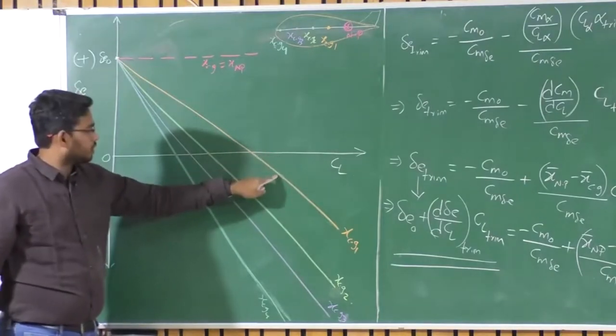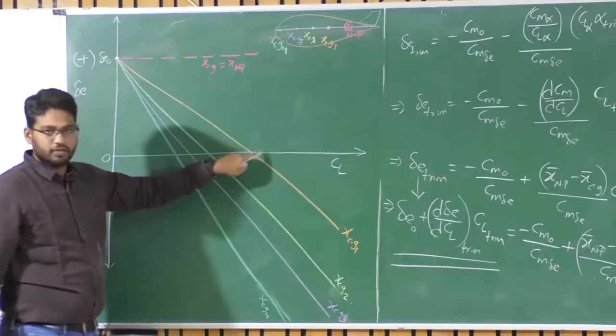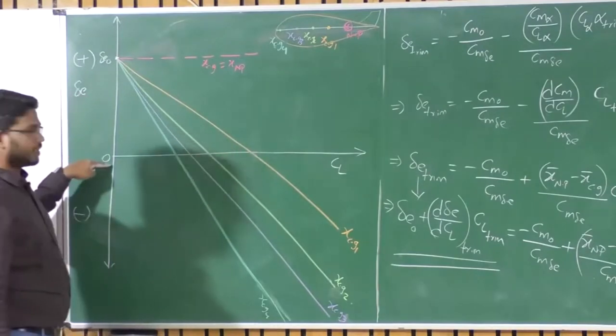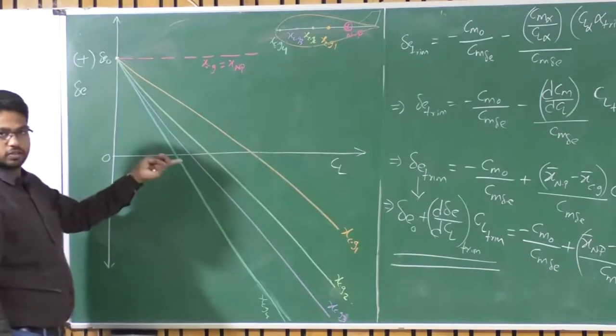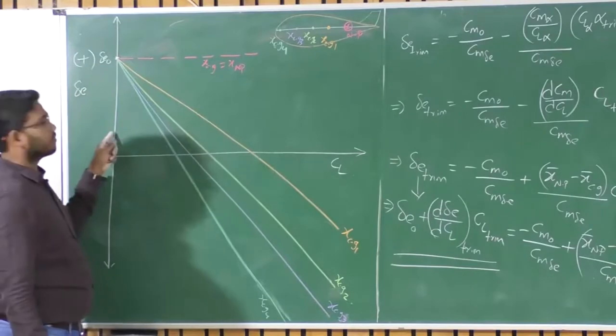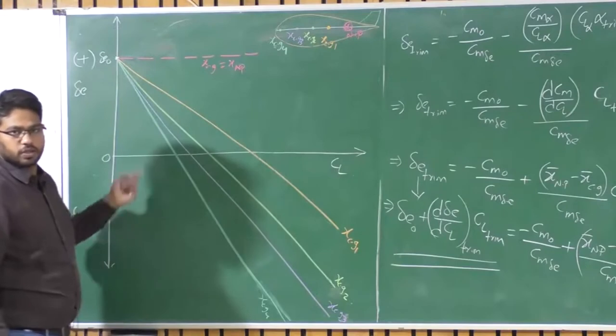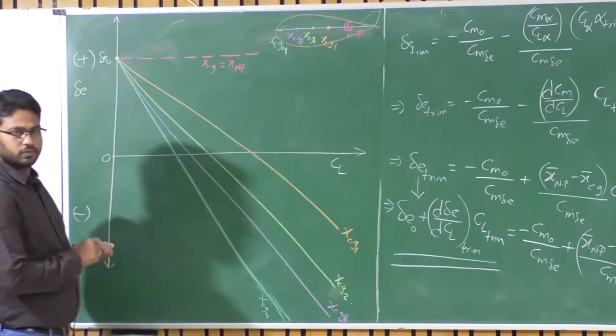So if for the same CG, I take some other CL value, there is a particular delta E negative here in this particular case. If I have to achieve this particular CL value, then I have to give delta E positive here. Okay. So this is what this curve talks about, isn't it? Am I correct or not?